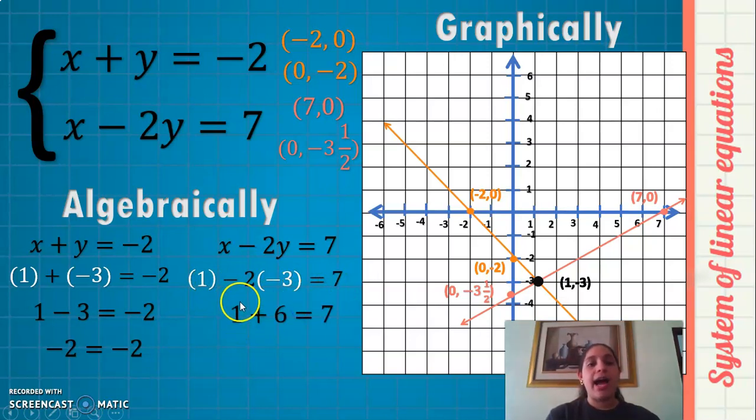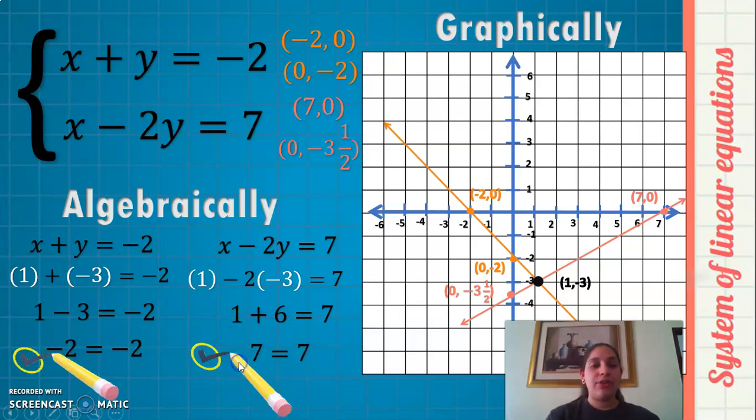This way I have 1 plus 6. Why plus 6? Okay, because if I multiply negative 2 times negative 3, this makes a positive 6. That is this number. Now, how much is 1 plus 6? 1 plus 6 is 7. And does 7 equal 7? Yes. So this way, I got that both of my equations are correct. So this means that my correct solution is 1, negative 3 for this system of linear equations.